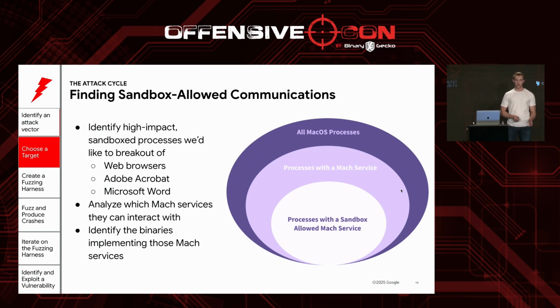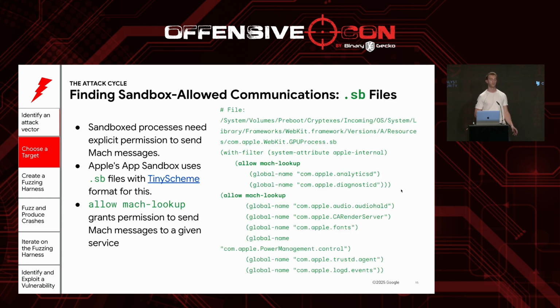Then I wanted to find sandbox-allowed communications. So I looked for high impact sandboxed processes that we would like to break out of, like web browsers or maybe Acrobat or Microsoft Word, analyzed which Mach services they can interact with, and then identified the binaries that are implementing those services. You end up with a ton of processes at the top level you could target, but then you filter it down to the ones with just a Mach service, and then furthermore to ones with a sandbox-allowed Mach service. It helps hone in our target here.